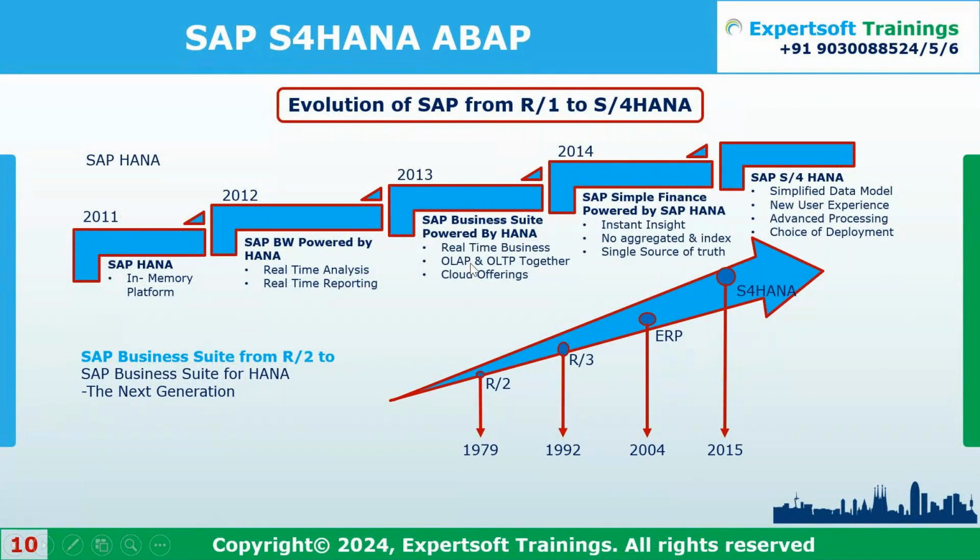Transactions remained the same. Then they started changing the processes also. They first changed the finance process and named it Simple Finance. Then they changed everything, processes plus database, and named it SAP S4 HANA. So they started with R2 systems, then moved to R3, then ERP, and finally from 2015 they are selling the S4 HANA product. Is it clear?